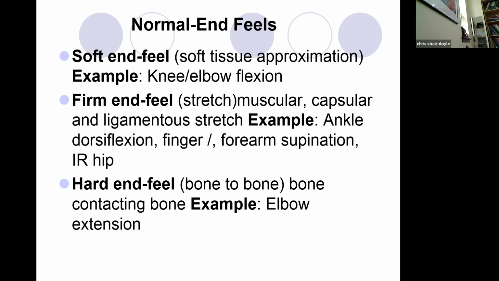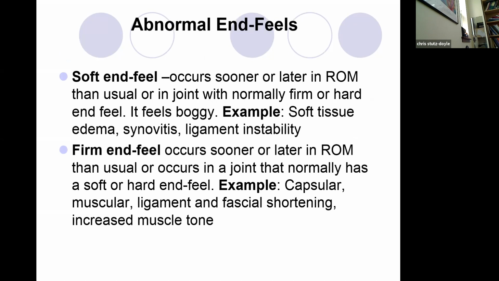A hard end feel is one where it's bone on bone. So the bone contacts the bone. If you do elbow extension, you're getting to a point where the bone is restricting you. You can't go any further, except for those people who are hyperextended. And if those people are hyperextended, we don't want to push them into hyperextension, as well as the knee. We don't want to pull the knee into hyperextension. We would have to document the end feel as abnormal because of the hyperextension associated with that joint. Okay, so hard end feel.